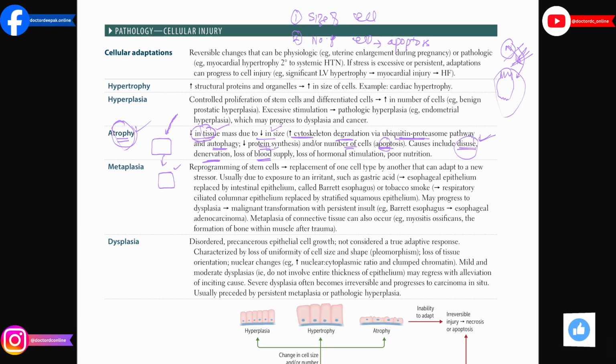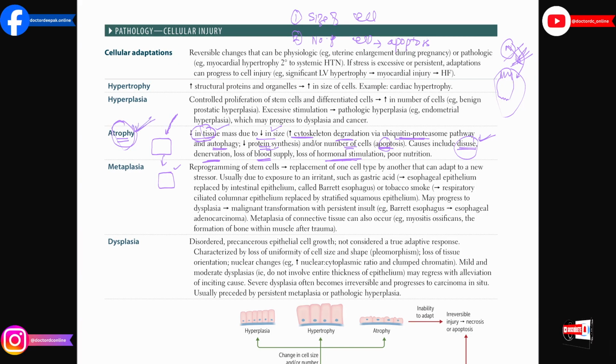Then next, loss of hormonal stimulation. And this is another example. Suppose you withdraw the hormonal stimulation from an organ, if you do not stimulate the organ with the help of hormone, that organ will not get any stimulation signal. And if the organ does not get any stimulation signal, its size will automatically decrease. And this is an example of atrophy.